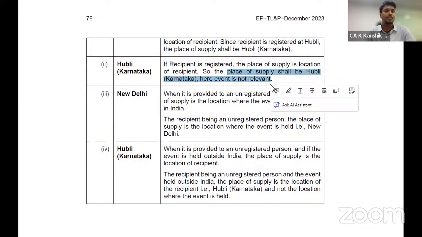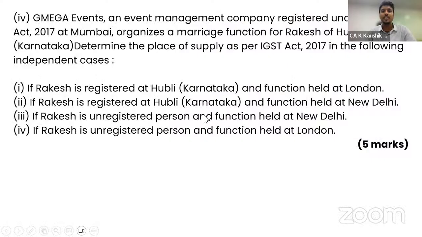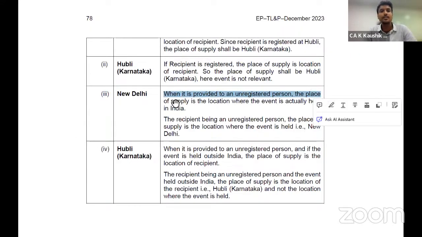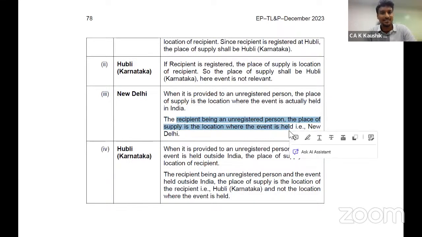Now, in the third situation, if Rakesh is an unregistered person and the function is held at Delhi, since the person is not registered, then I'll have to go where the service is done. Since the event is organized in Delhi, the place of supply shall become Delhi. When it is provided to an unregistered person, the place of supply is the location where the event is held, because the recipient of the service is not registered. So I'll have to go where the service is performed. The recipient being an unregistered person, the place of supply is the location where the event is held.